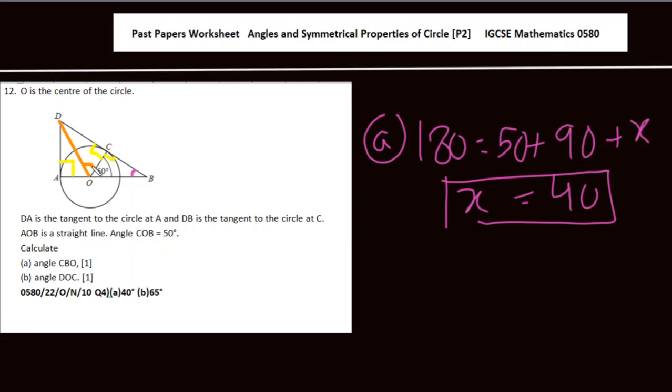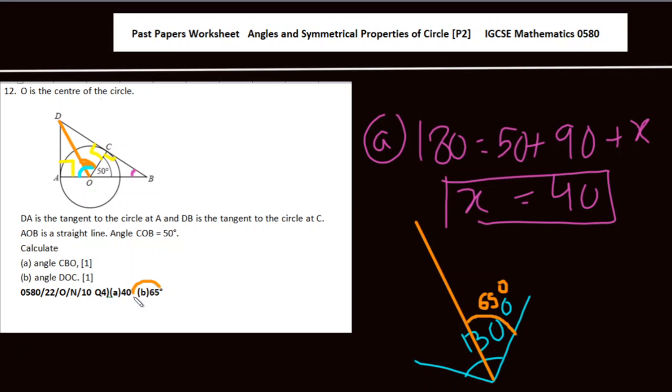We need this angle. Now we know that angles on a straight line sum up to 180 degrees, which would make this angle 180 minus 50, which is 130. So we have a 130 angle over here, and then this orange line will be bisecting this angle from the property of the circle. So this would be 65. So the answer for the second part is 65.